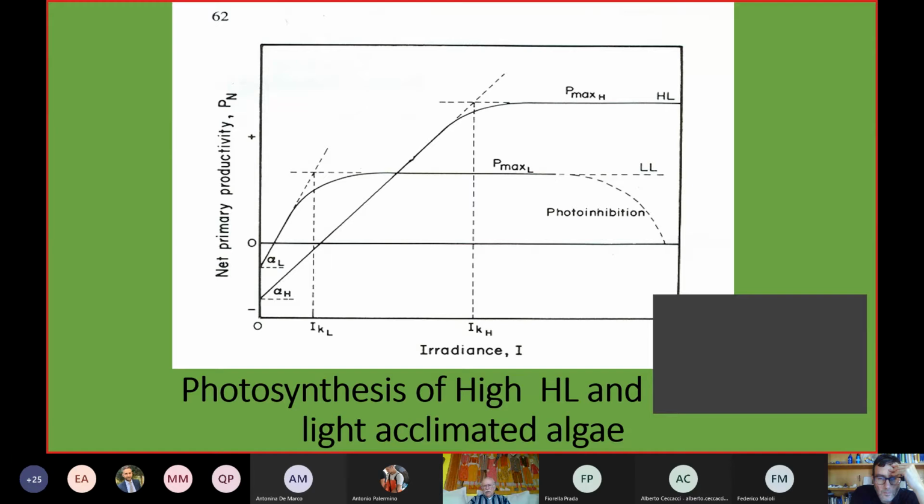Okay? All right, so look at the angle. The tangent really is photosynthesis divided by light intensity.